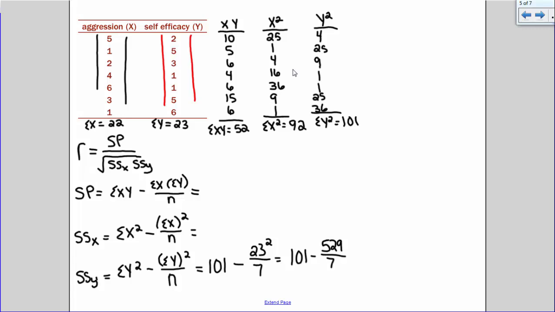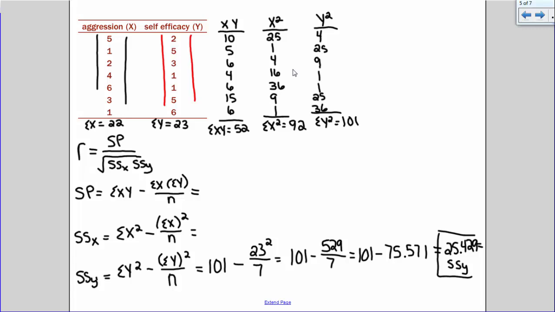We're going to be dividing that by 7. So this becomes 101 minus 529 divided by 7, which is 75.571. And 101 minus 75.571 gives me 25.429. And that is my sum of squares for self-efficacy, or my y variable.